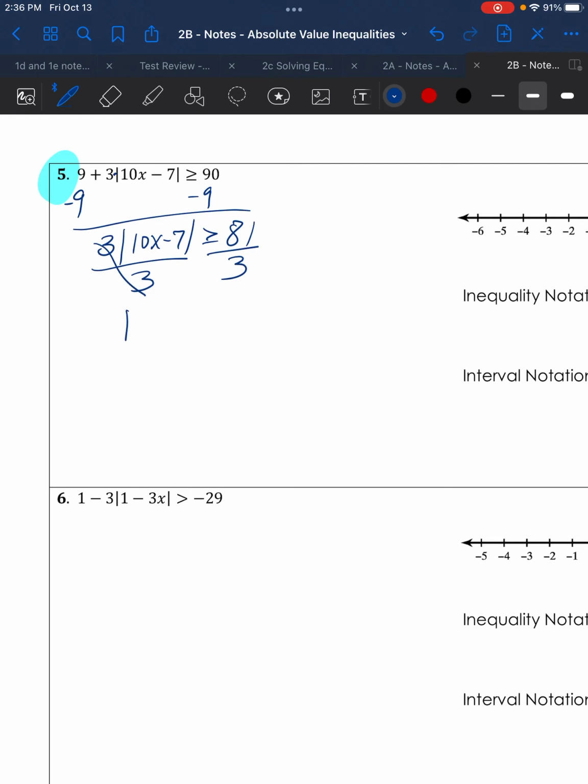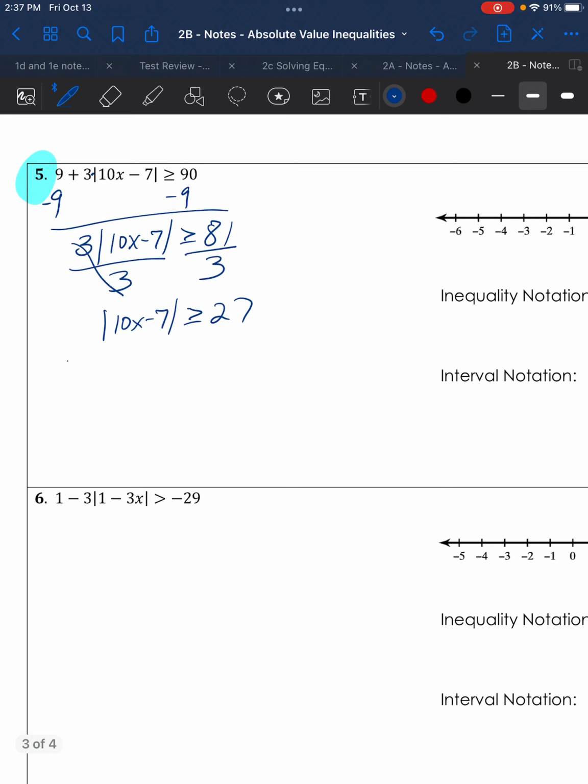Divide by 3, divide by 3. We get the absolute value is finally isolated. So it's 10x minus 7 greater than or equal to 27. So now we have 2 equations from this. The absolute value, once it's isolated, we make 2 equations. So 10x minus 7 is greater than or equal to 27, then it's 10x minus 7, and it's less than or equal to a negative 27.